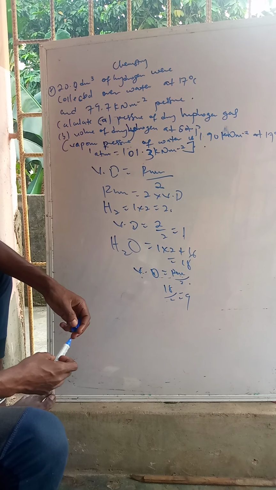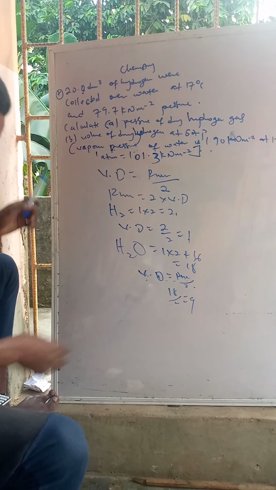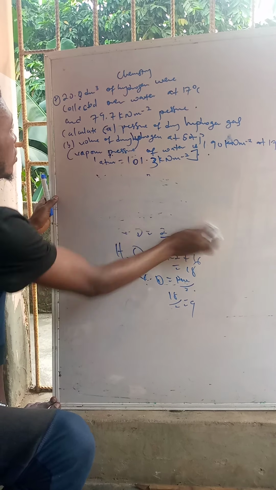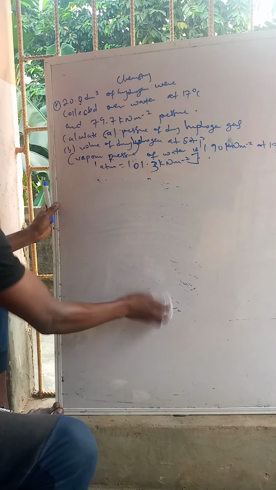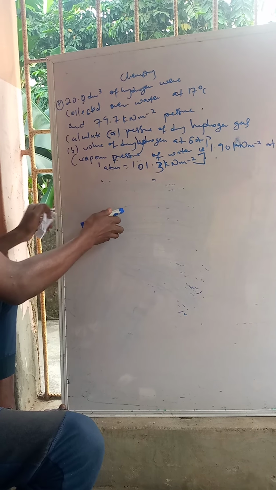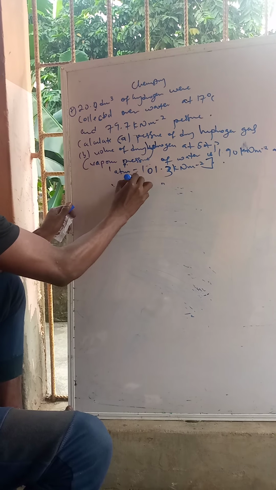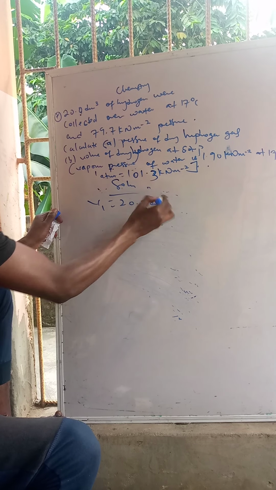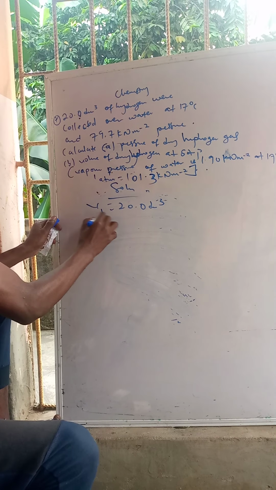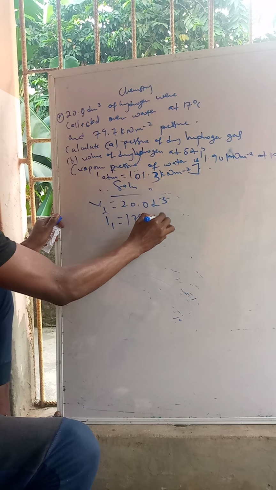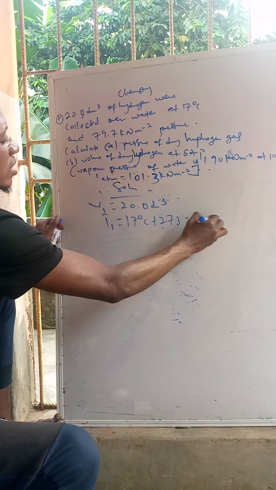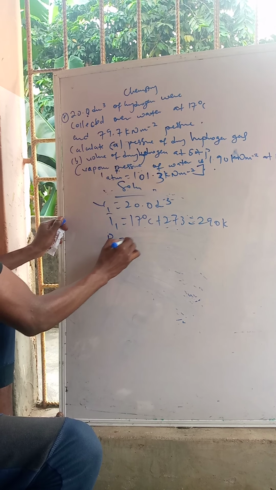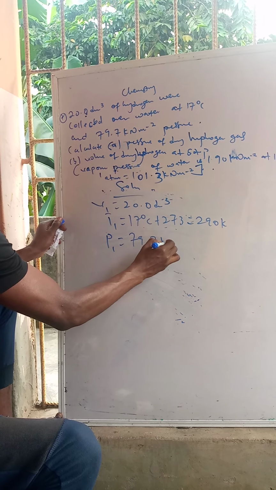So now, let's go back to the main question. The question says that 20.0 dm cube of hydrogen were collected over water at 17 degrees Celsius. This 20.0 will be our V1, 20.0 dm cube. And of course, the temperature there is our T1, which is 17 degrees Celsius plus 273. This will give us 290 Kelvin. And of course, we also have the pressure, P1. Our P1 is 79.7 kilonewton per meter square.